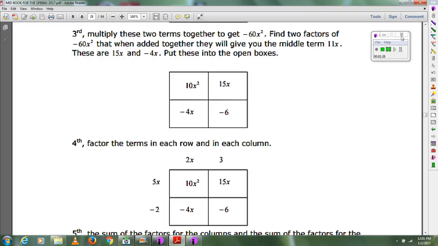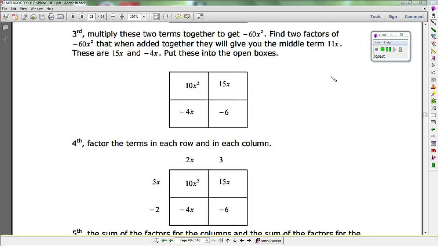Now for the next step, let me write out the given, because right now you don't see it. Right here we ask you to factor the trinomial 10x squared plus 11x minus 6. So what we did is that we put the first term on the top left corner of the 2x2 box, the last term in the bottom right corner of the 2x2 box. The next step you're going to do is multiply the first term and the last term together.